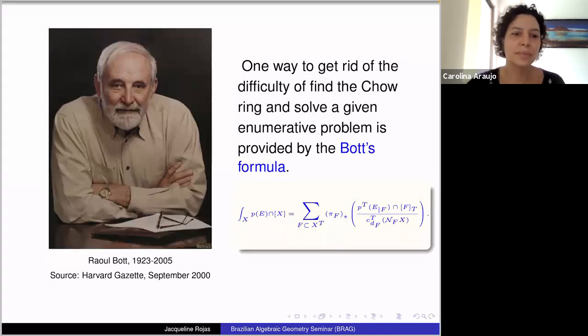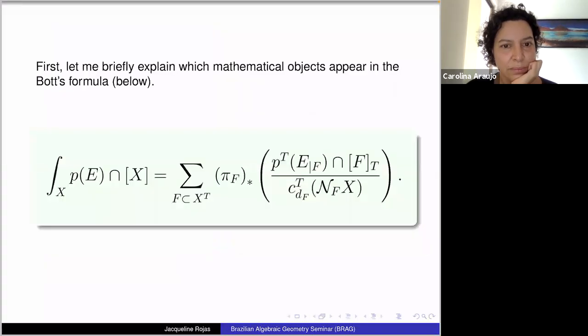Then what we can do is try to find solutions of this enumerative problem using the Bott formula, because using this formula, you don't use the Schubert axes directly. I am going to explain first the ingredients of this formula, and then I will talk about a toy example, the four lines in Schubert calculus, and then a more important problem for me and my collaborators.